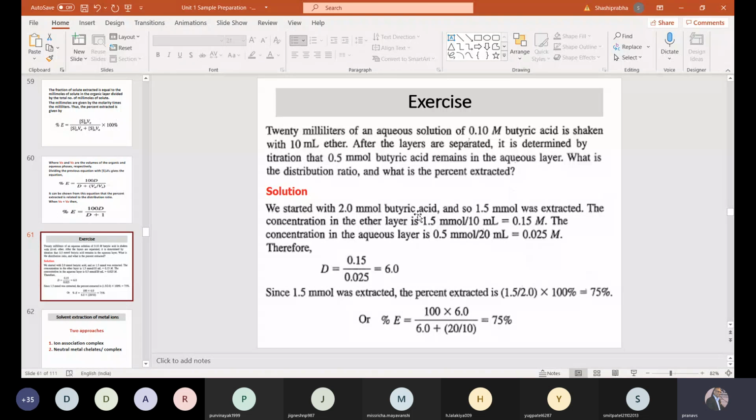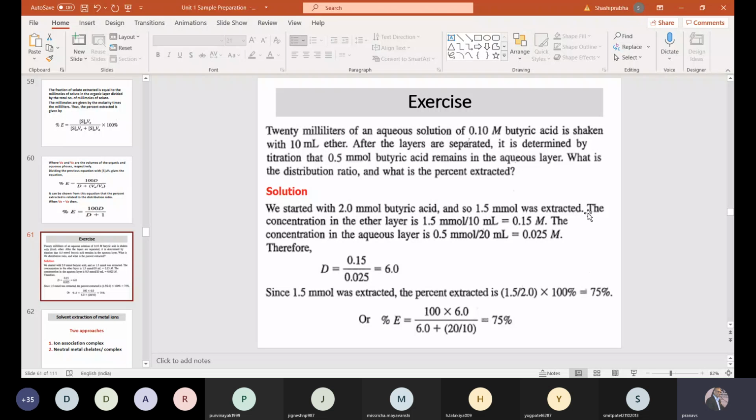What is mentioned in this problem is that after extraction, 0.5 millimoles remain in the aqueous phase. We started with 2, this much remains, so how much must have gone? 2 minus 0.5, which is 1.5 millimoles, must have been extracted into the organic phase.